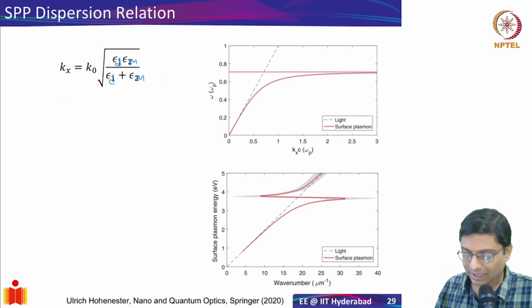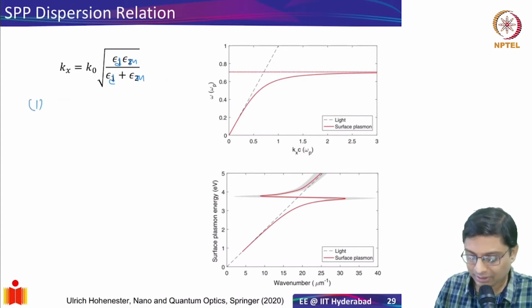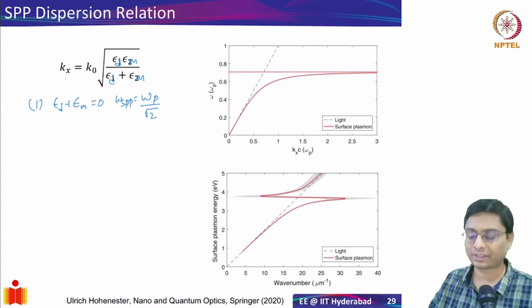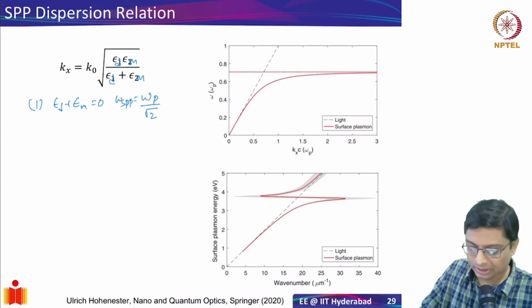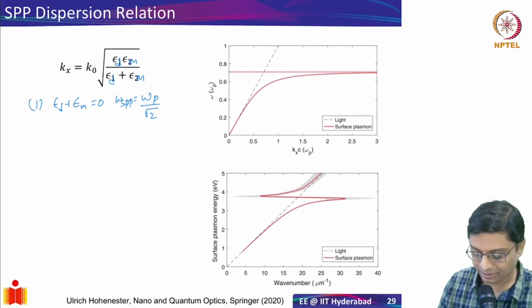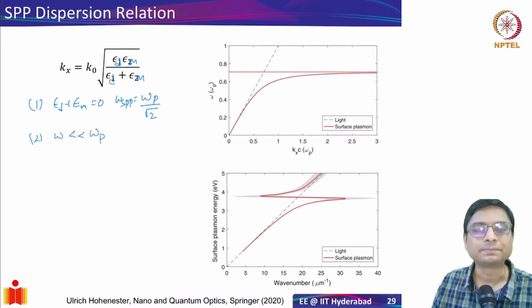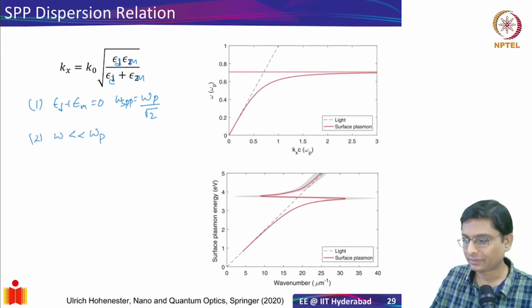First of all, in the first case, epsilon d plus epsilon metal equal to 0, we saw what it is: omega equal to omega SPP. This is the plasmon, omega SPP equal to omega p by root 2. The plasmon resonance, and very strong confinement of the electric field, of the wave. Now let's take another situation, the second one, wherein I'll take omega much, much smaller than omega p. What do you think will happen? Any guesses?